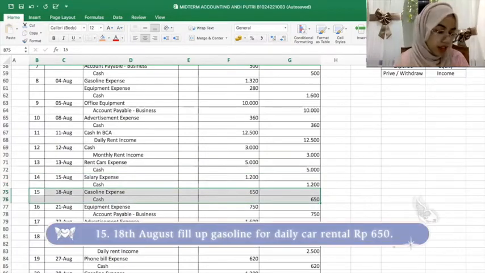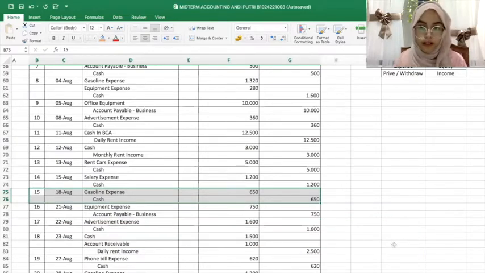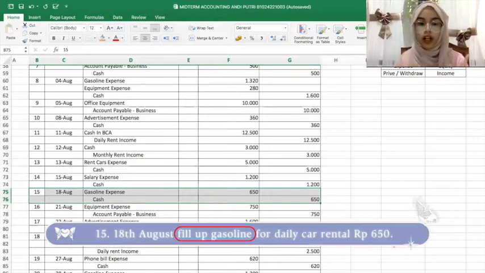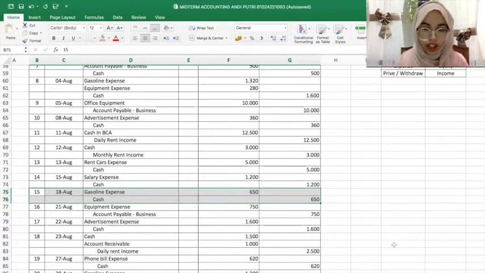Now for the 15th transaction at 18th August, fill up gasoline for daily car rental for 650 rupiah. So for the 15th transaction, there are gasoline expense and cash because they fill up gasoline. The gasoline expense is increasing by 650 rupiah on the debit side, and cash is decreasing because we use the cash to pay for the gasoline expense, so it will be on the credit side for 650 rupiah.